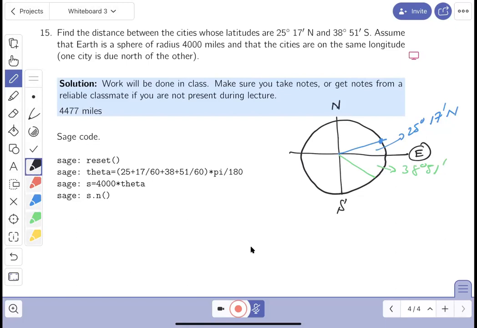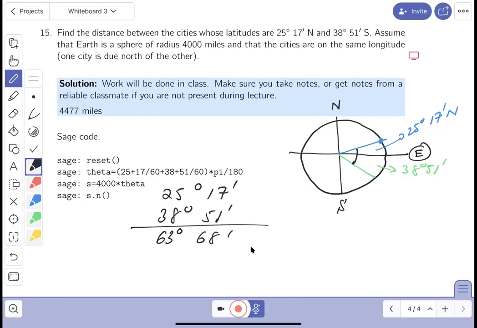Now, if you add those two numbers together, I'll put this on the side. I want to get the angle between them. So I'll put this on the side, 25, 17, and 38, 51. If you add those together, what do you get? You get 63 degrees, 68 minutes. This is a really inappropriate way to write the number down. I'll tell you the number one reason why. We do not like to write 68 minutes down, and it's really inappropriate to do that.